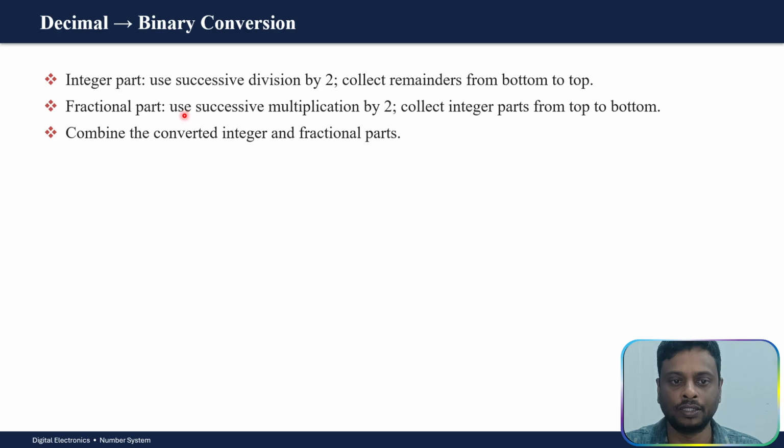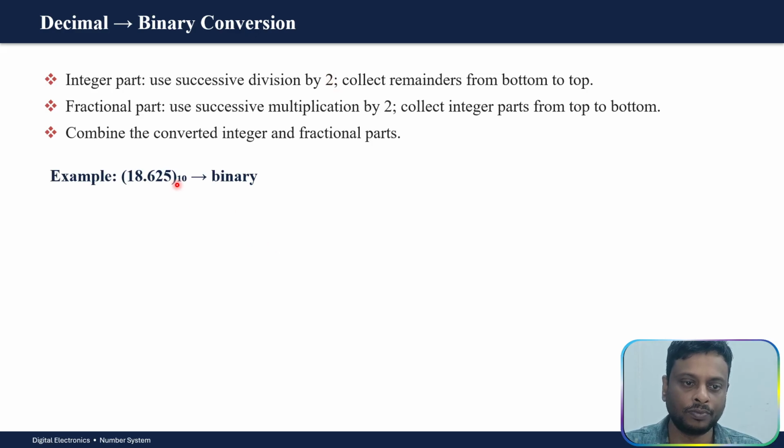Similarly, for the fractional part, we use successive multiplication by 2, since we are converting to the binary number system. Then collect the integer parts from top to bottom. Then combine the integer and fractional parts. This is the method. For any decimal to any number system we have the same method, only this value will be changed, that is the base.